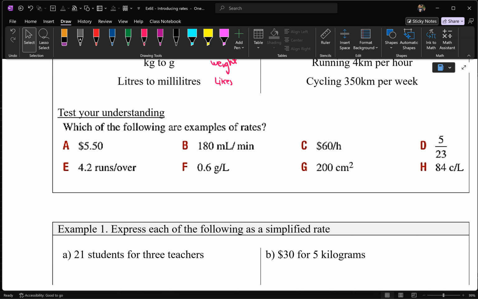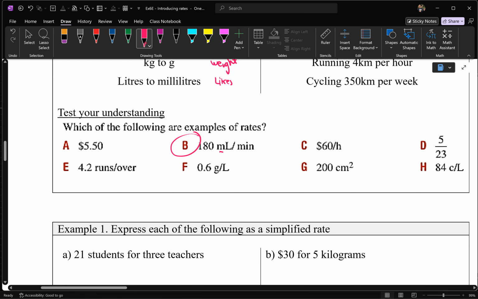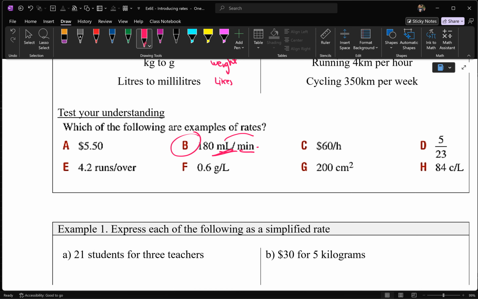And so now you would have chosen maybe B, so 180 meals per minute. So it's time versus liquid measurement. This is dollars per hour. So that's time versus cash. So that's a rate. So B and C are rates. What else do we also have? We've got H. I don't know what C stands for there, but it's cents. So 84 cents per liter. And then again, 4.2 runs per over. This is a rate. This is a rate.